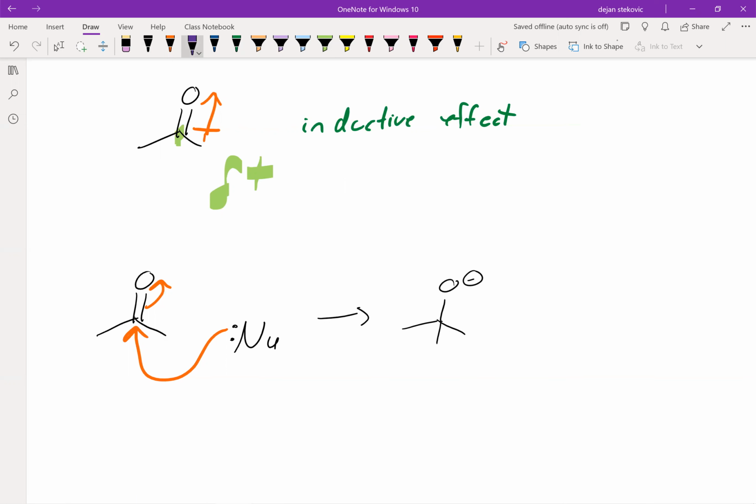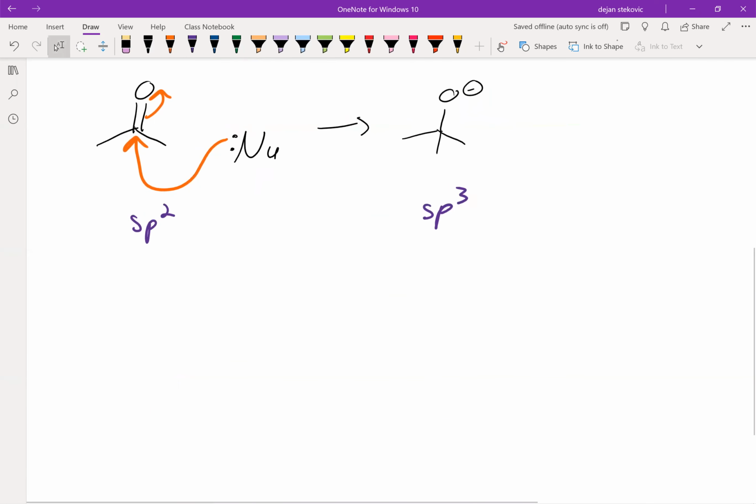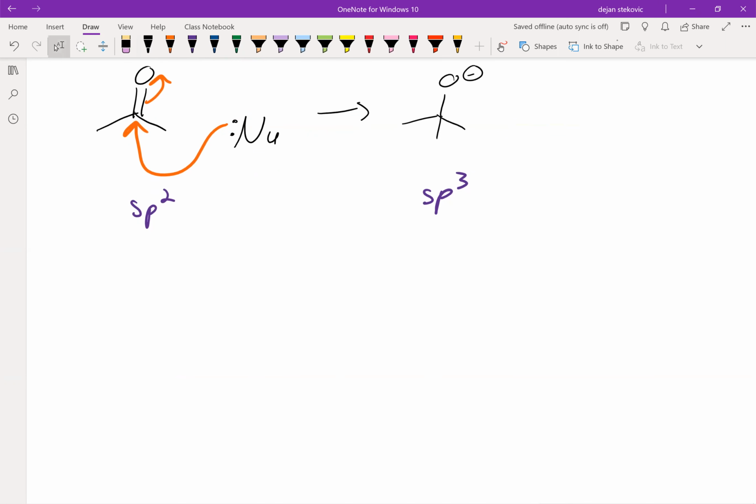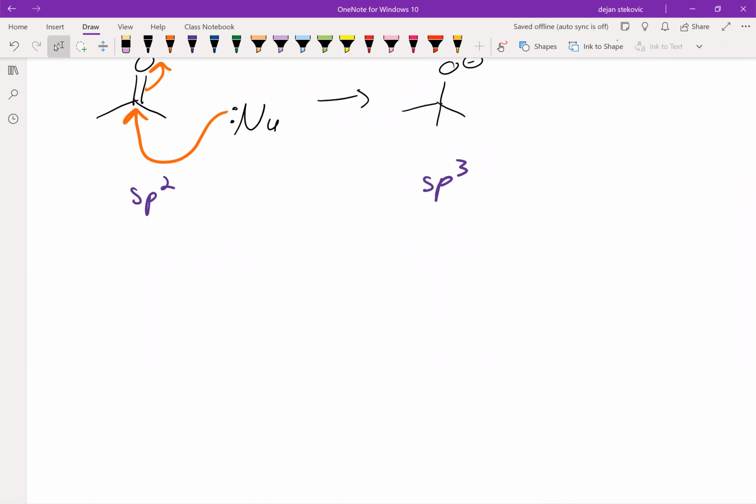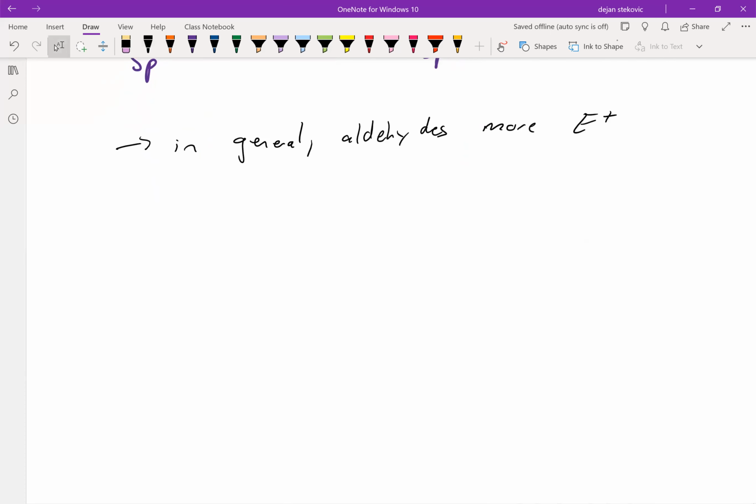If you think about what's going on here, we're going from an sp2 carbon that's relatively flat, and so that's why that nucleophile can come somewhat towards the backside, but at a slight angle, and then eventually it becomes an sp3 tetrahedral carbon. In terms of the electrophilicity between ketones and aldehydes, aldehydes are generally more electrophilic. And if you think about it, that makes sense.